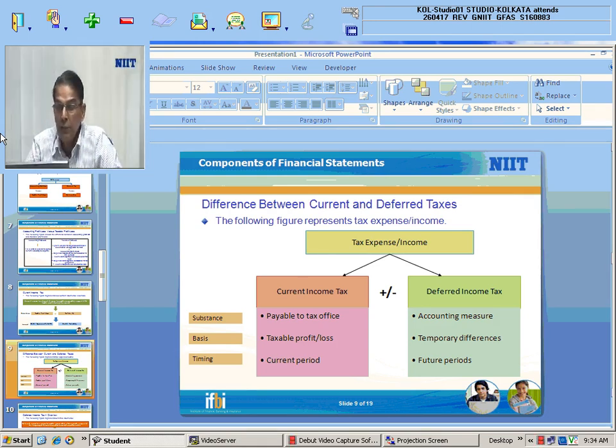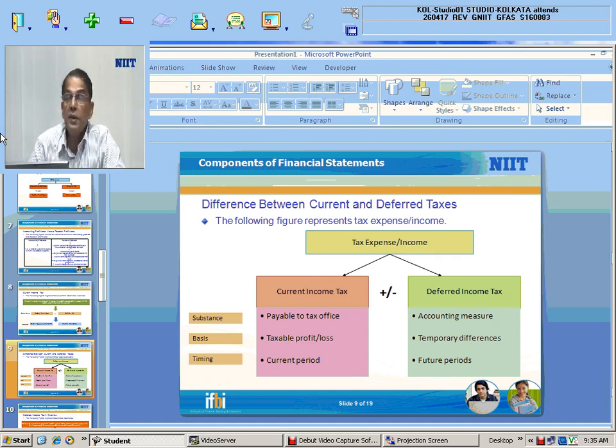So deferred tax is simply an accounting measure for internal purposes. Current income tax is payable to the tax authorities, which you really have to pay out. But deferred tax is basically an accounting measure for internal purposes. So current income tax is payable to the tax office. It is based on the taxable profit and loss, and it is for the current period. Substance is, it has to be paid to the tax office. Basis is taxable profit and loss, and timing is current period.